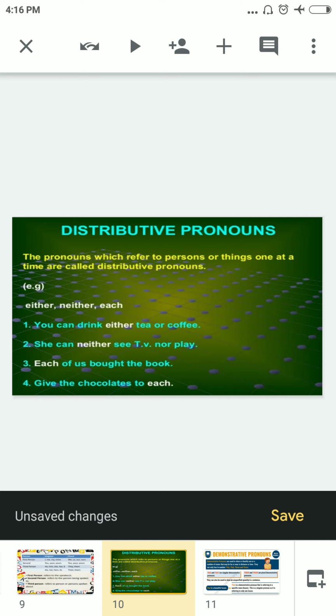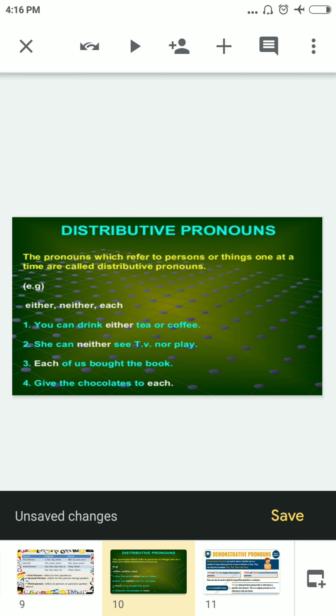Each of us bought the book. So here also we are distributing, that is, every one of us, each of us, all of us, means each of us bought the book. Then, give the chocolates to each. Give a chocolate to each one, meaning each one separately, distributive.